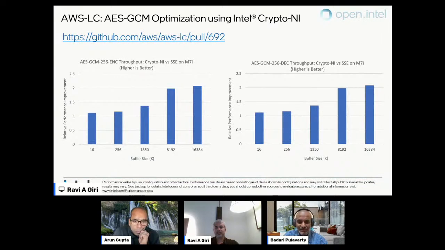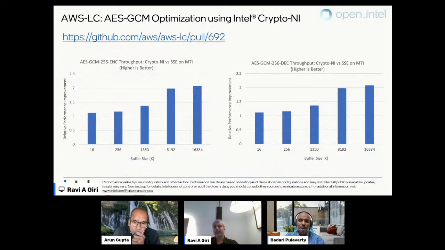As you can see, across the board at all buffer sizes or block sizes, we get anywhere from 1x to 2.1x performance by purely switching the implementation from the NI instructions to the AVX-512 instructions. Yeah, and just to highlight how big a deal this is, this is measured on M7i with and without the optimization.